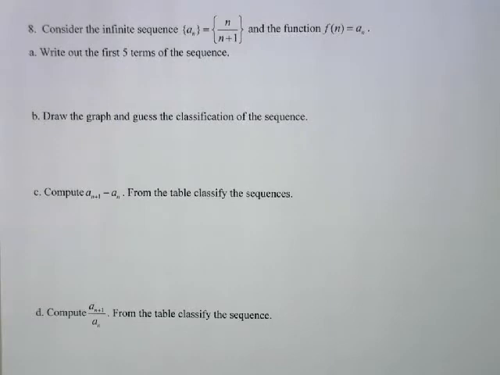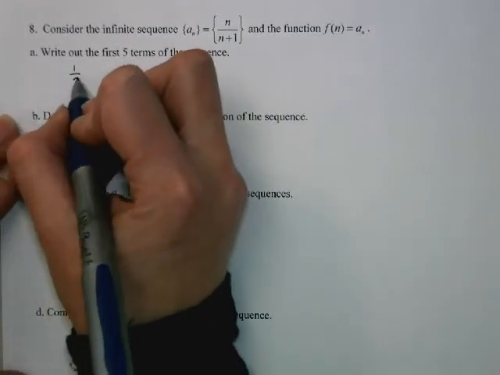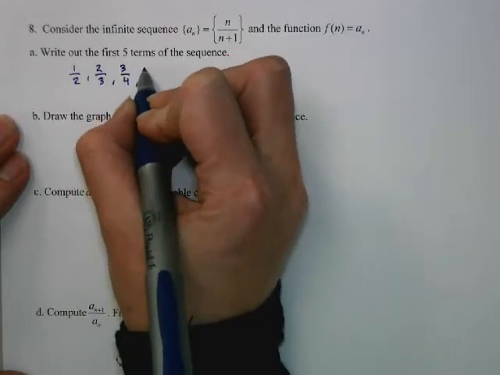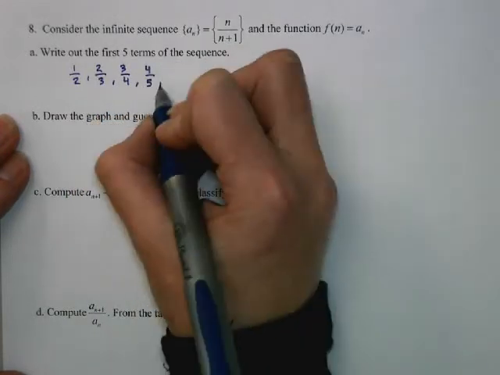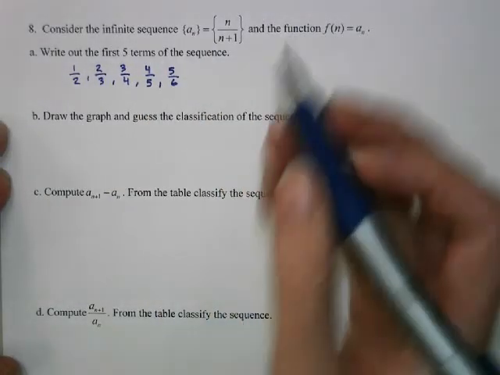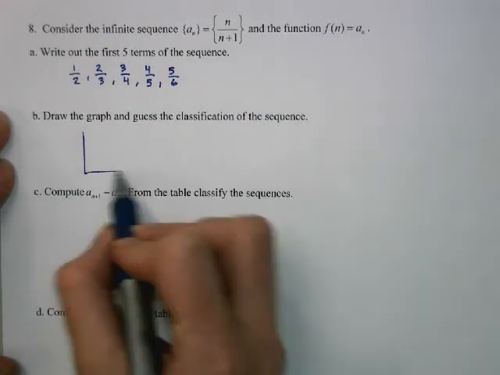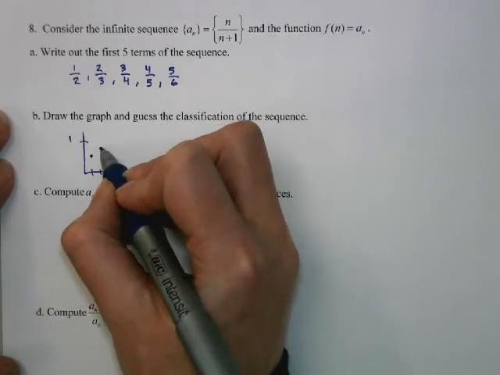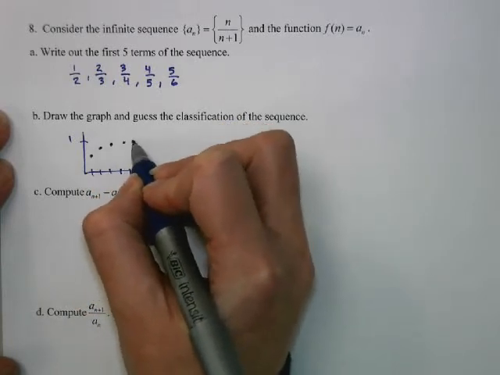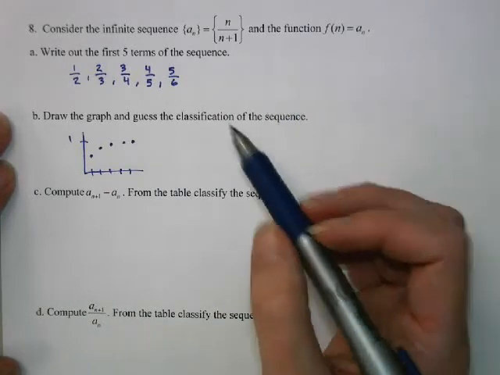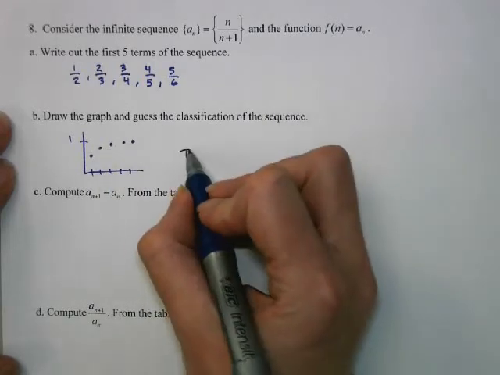All right, so we have the sequence n over n plus 1. So the first 5 terms of this is going to be 1 over 2, 2 over 3, 3 over 4, 4 over 5, and 5 over 6. Try to draw this graph. 1, 2, 3, 4, 5. We're at 1/2, 2/3, 3/4, 4/5, 5/6. So if we look at it, it does converge, but is it increasing or decreasing? Well, that looks like increasing.